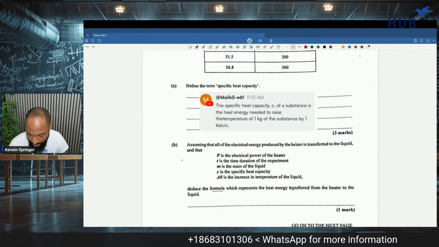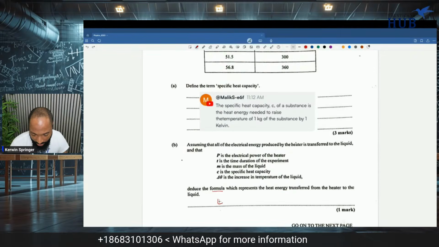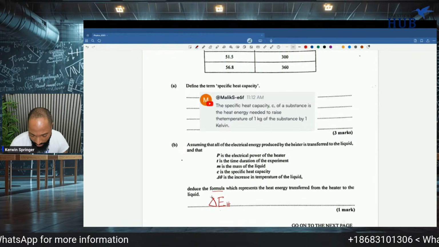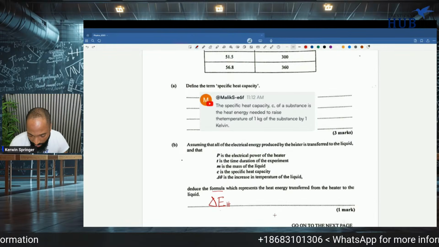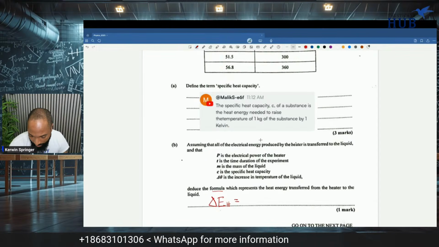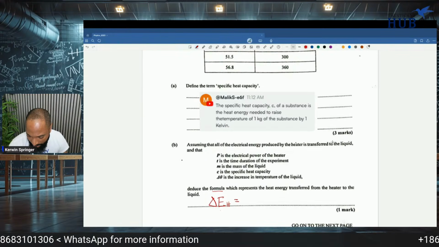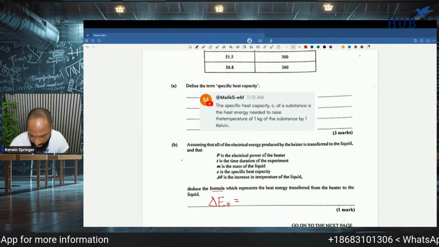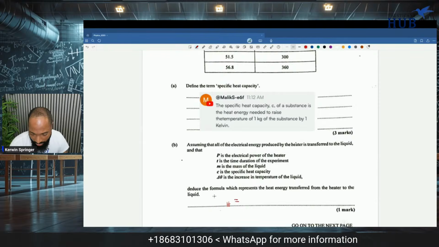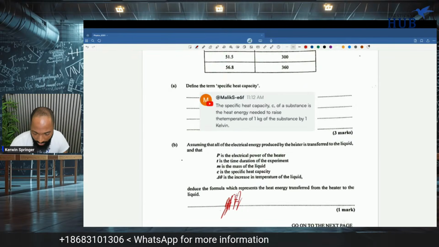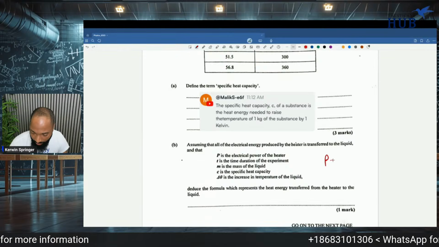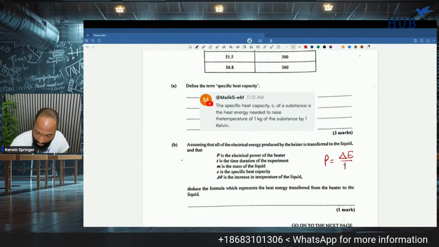The formula for energy. So the change in energy represents the heat transferred is equal to, well, hold up. This is power. All of the electrical energy produced by the heater is transferred to the liquid, and that power is the electrical power of the heater. T is the time duration. Oh, they want a formula using these symbols. So what is power? Power is change in energy over time taken, right?